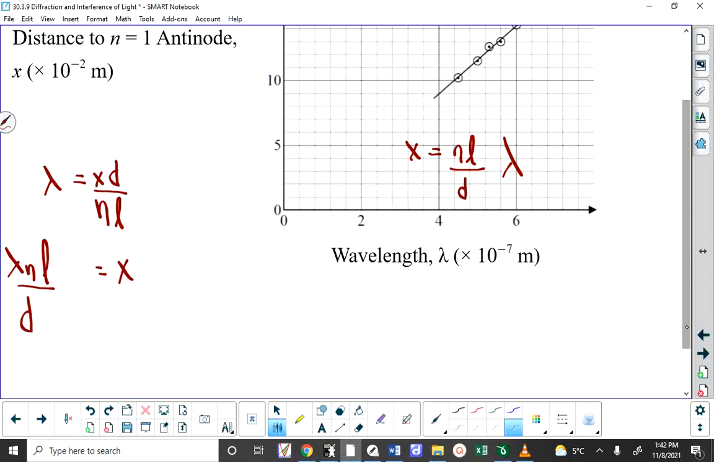Can somebody explain why I wrote the equation the way I did on the graph, Evan? Right. I'm doing the y equals slope times x. And this, again, is confusing because I have two x's, but the x in the math equation means the horizontal variable. The x in the physics equation means the distance from the n equals 1 to the central maximum. What this means is the slope of our line is equal to nl over d.